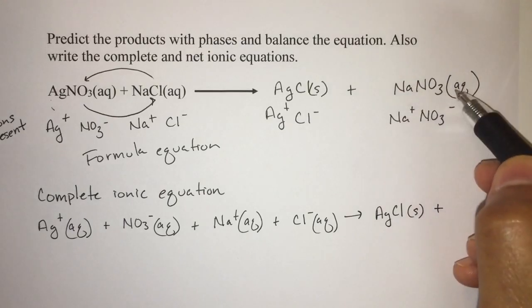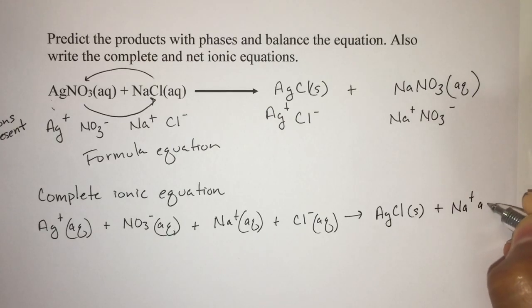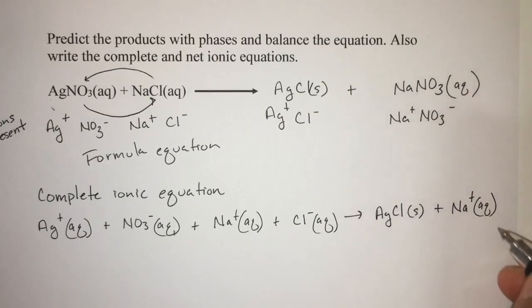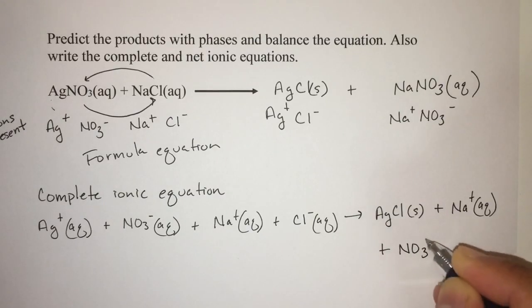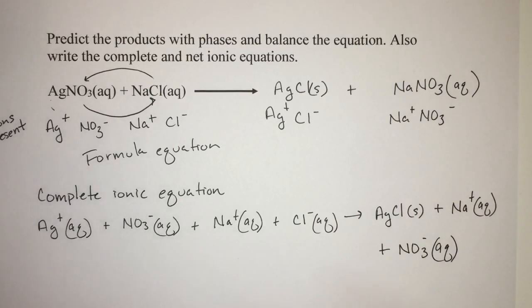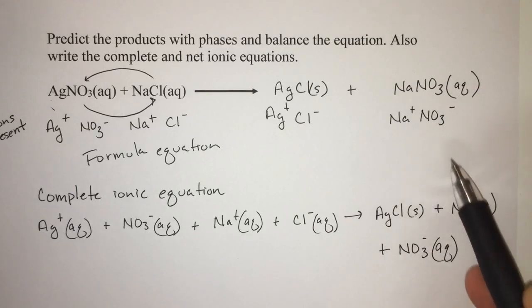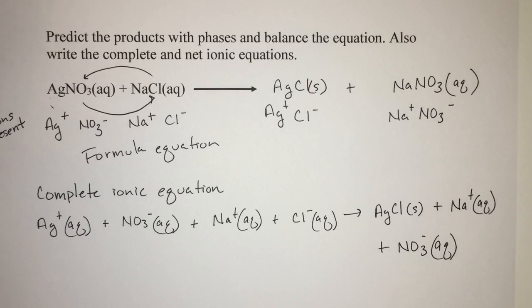The sodium nitrate aqueous, we'll go ahead and write it as sodium plus AQ. And I'm running out of space here, so I'll write the nitrate down here. So the sodium nitrate is split up because it's aqueous. So in the end, after all of this is mixed, this is what we get. The sodium and the nitrate are in the aqueous phase. This is the complete ionic equation because it gives us a complete picture of what's actually in solution.